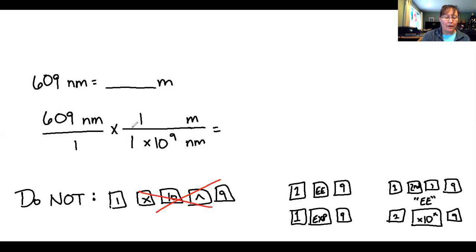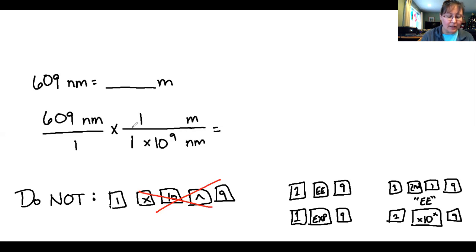Okay, now when we do this, however, I type in my 609 divided by 1 EE 9 equals, and now my calculator does this really annoying thing where it gives me the answer. It's kind of hard to see. It gives me the answer like this, and I don't want it like that. So if your calculator is doing that, one of the things that you need to do is make sure that your calculator is going to give you the answer in scientific notation.